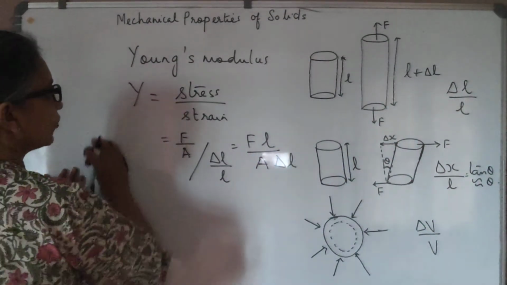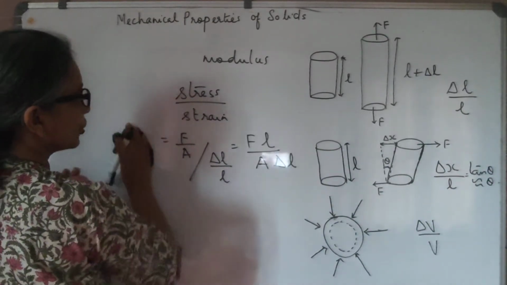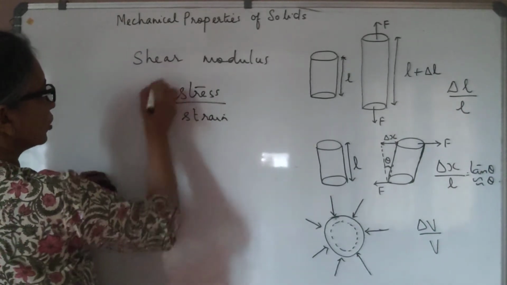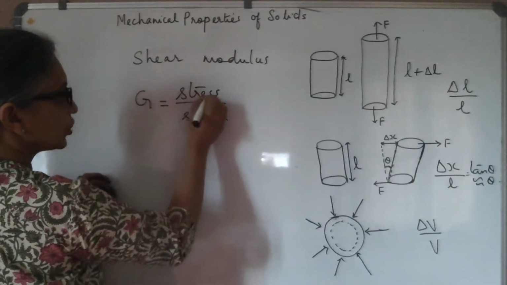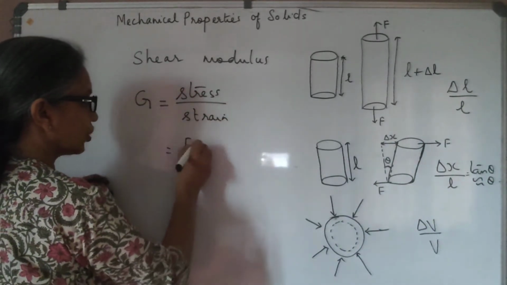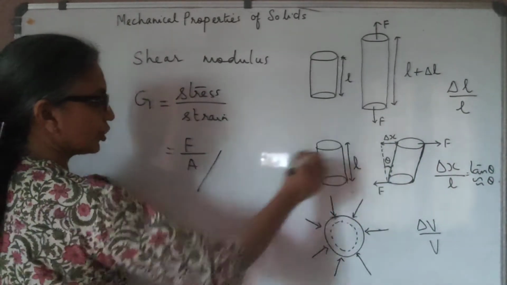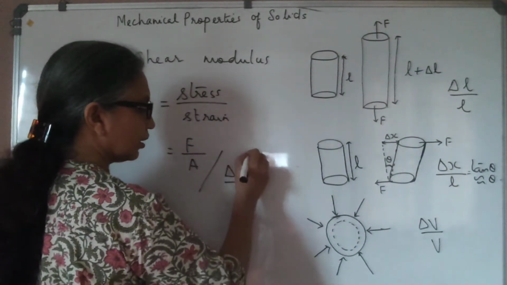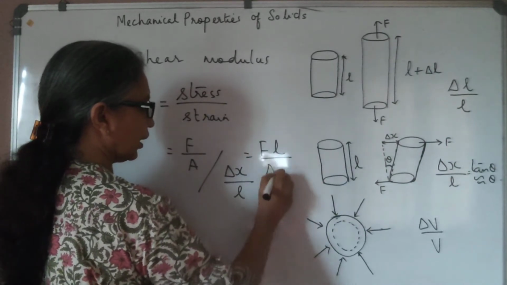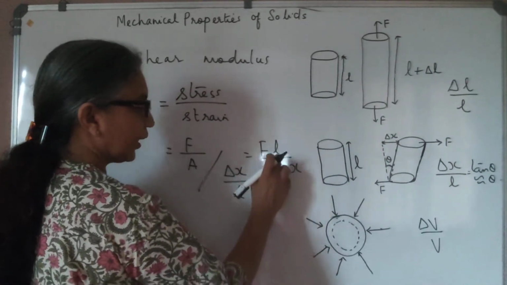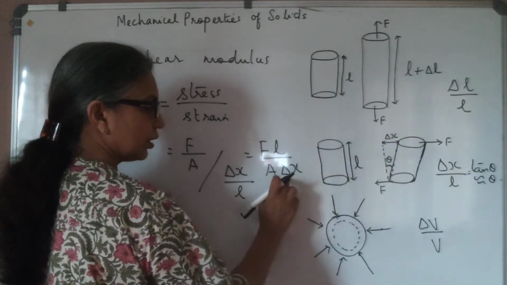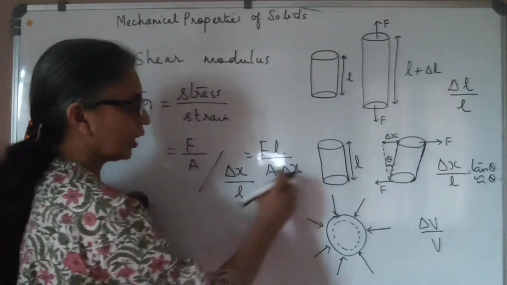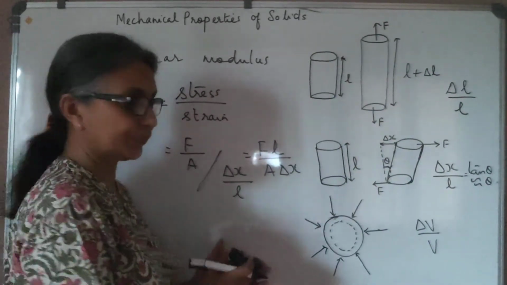In the second case, we call this the shear modulus, denoted by the letter G, which is shear stress by shear strain. Shear stress is again F by A, by shear strain, which is delta X by L, or you may even write it simply as theta. This is FL by A into delta X, where L is the height of this cylinder, delta X is the displacement of the upper face with respect to the lower face, and A is the area of cross section of that cylinder.